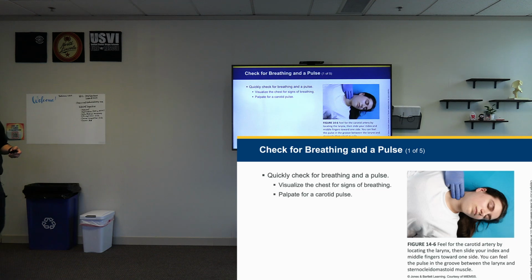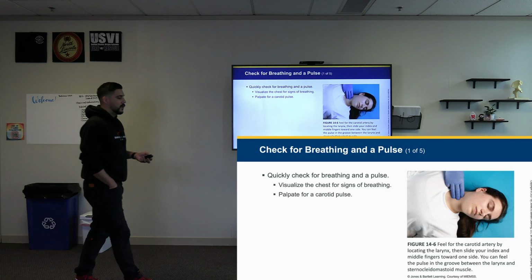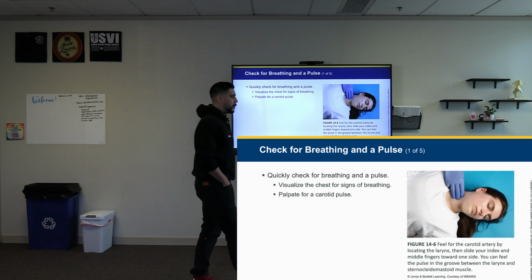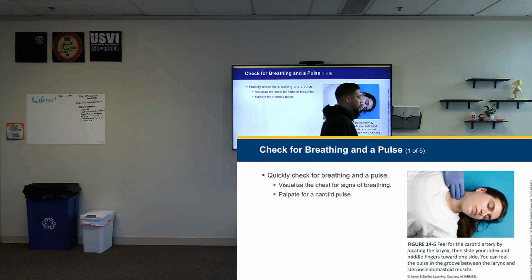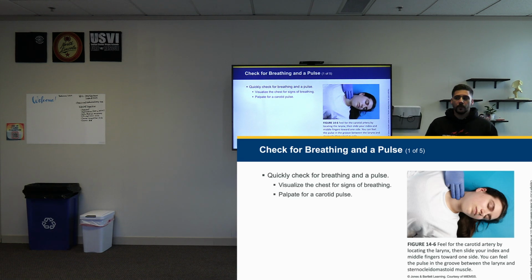I kind of talked about it earlier, but checking for breathing and pulse, right? We want to visualize the chest for signs of breathing and palpate a carotid pulse. Want to emphasize again, palpate a carotid pulse. We do not want to use the radial pulse. You could also use the femoral, carotid or femoral. Carotid is going to be the easier accessible one.